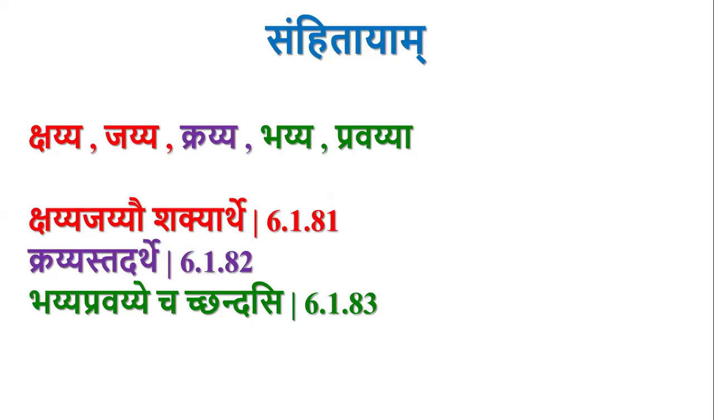It's like there are two words, kshaya and jaya. We have to use them in shakyartha, is the meaning of this. And kriyas tadarthe: there is a word kriya. We have to use it in the sense of tadartha, the same meaning as that of the dhatu from which it is derived. Kri is the dhatu. Kri means to purchase. Similarly, bhaya and pravaya, these are two words present only in chandasi.